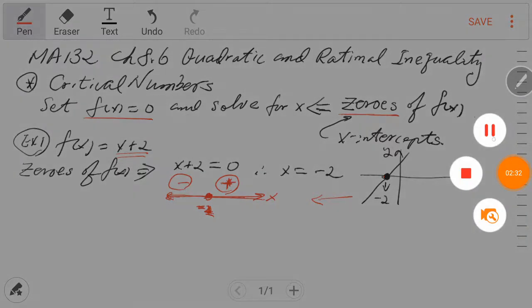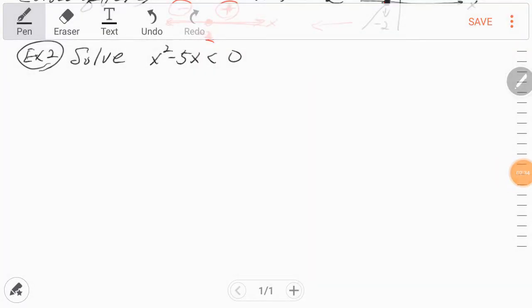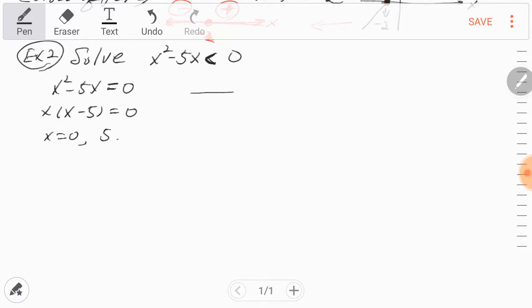Okay, let's try example 2. To solve this quadratic inequality, why don't we set the function equal to 0? So set x squared minus 5x equal to 0. Replace the inequality symbol with 0, then solve for x. Factor the left-hand side of the equation. Then x equals 0 or 5. So 0 or 5 is what? It's the x-intercept.